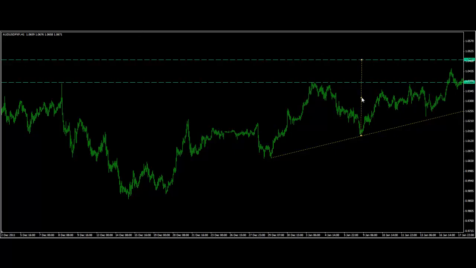So if you like scaling out of your trades, this is one way of doing it. Here's another opportunity where price had met the low and started trading higher from. And we'll note that.